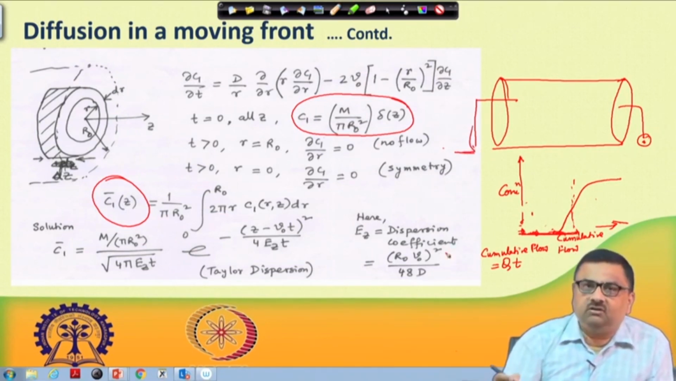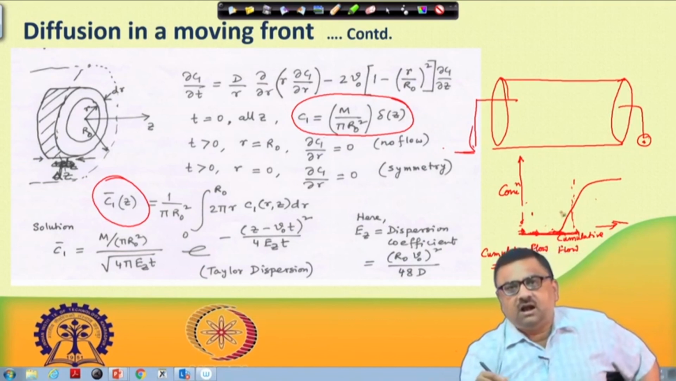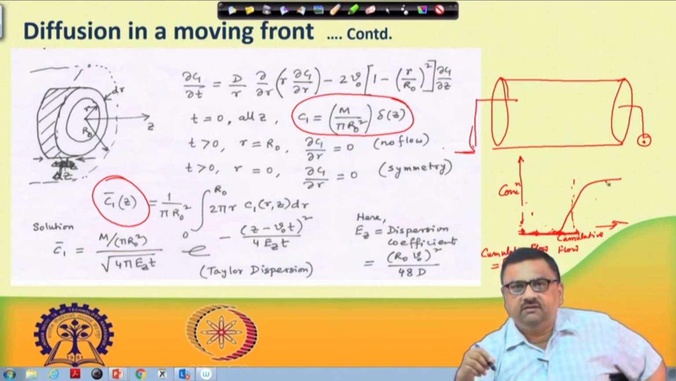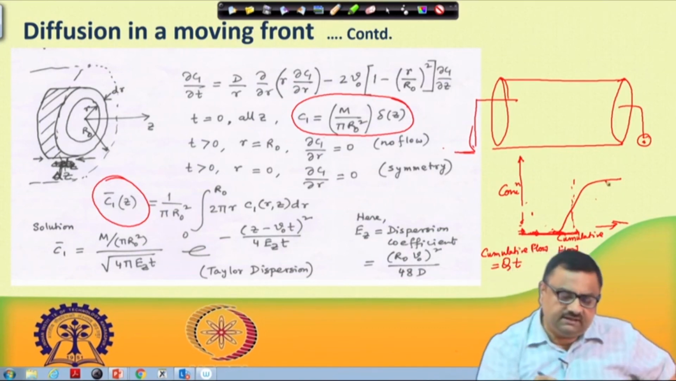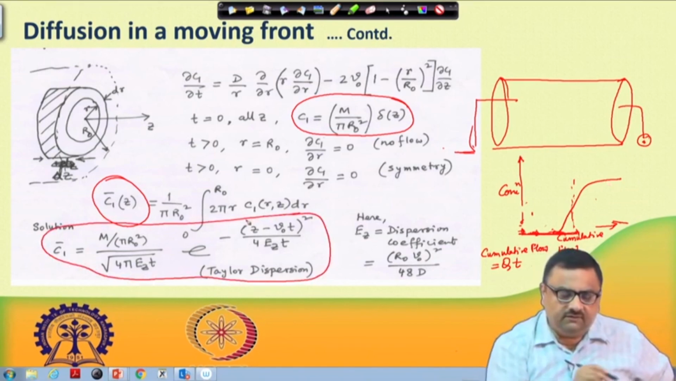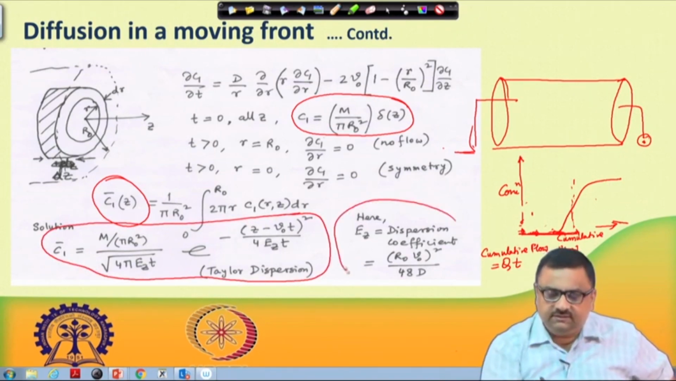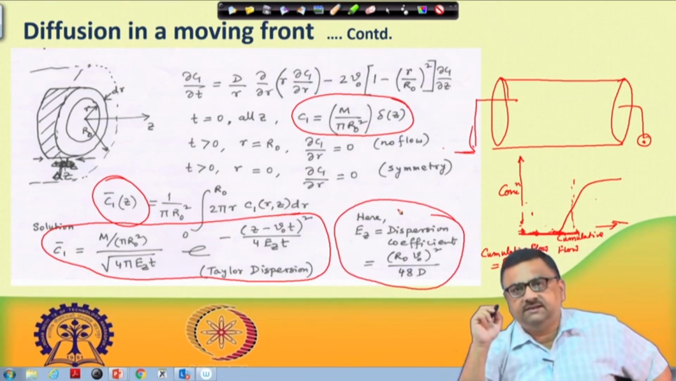We will work on this further and focus on what kind of concentration profile you get if there is a step change. Remember, this expression is very important. This is the Taylor equation for Taylor dispersion and this dispersion coefficient, because this information would be used in the case of step change as well.